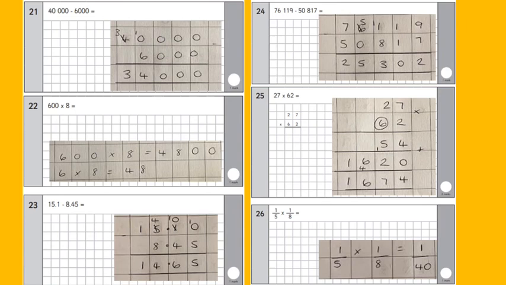Number 24, we've got 76,119 subtract 50,817. Just use the simple method for that one. It's as easy as it can be, but just remember there is a little bit of exchange in there.